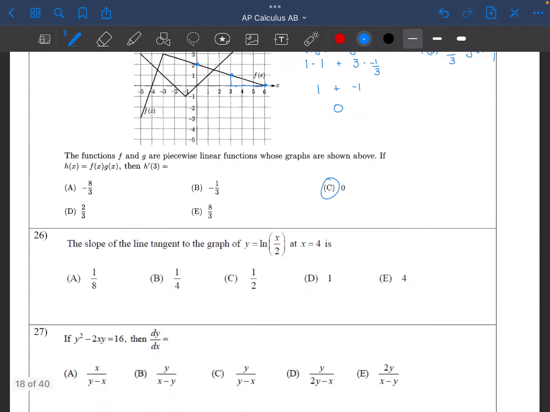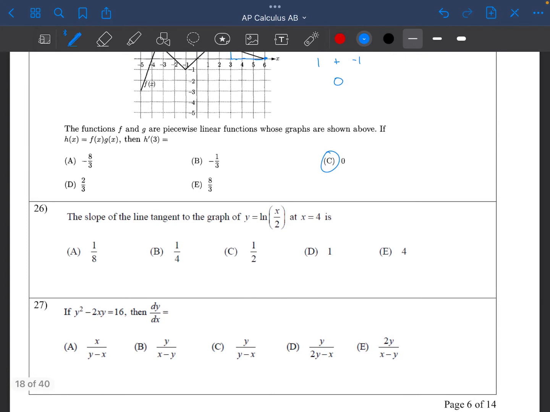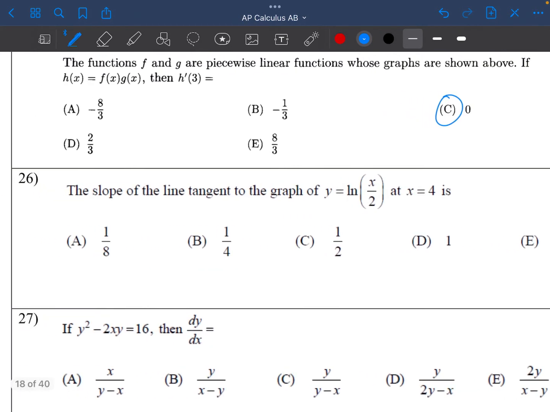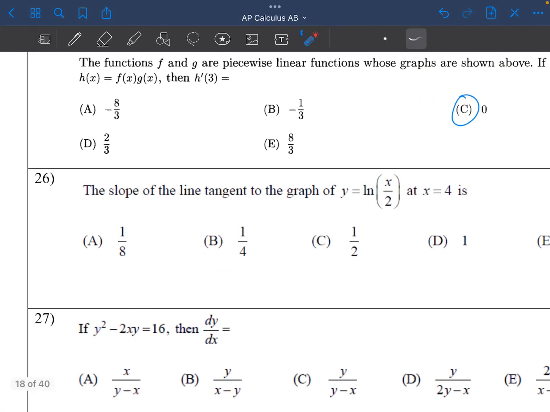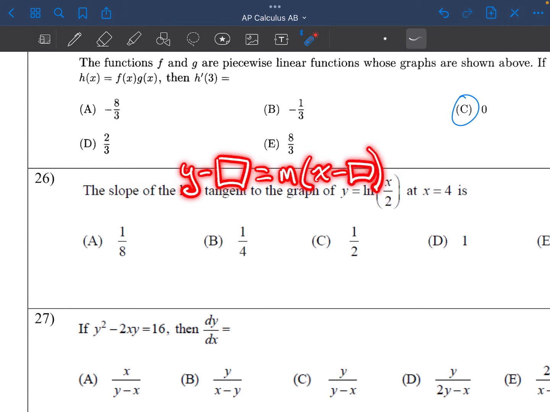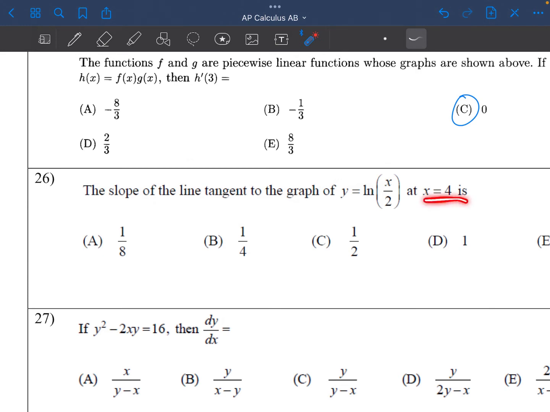Number 26, the slope of the line tangent. All right, so the first thing that I used to think was, oh, we got a tangent line. Tangent line means y minus box is equal to m times x minus box, this equation. That's not right, because we're only asking for the slope, so we're only asking for this m value, which is just doing slope. You don't have to do any fancy equation. We're just saying, what is the derivative, and plug in 4.